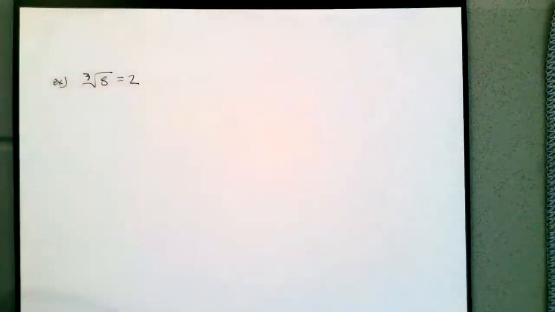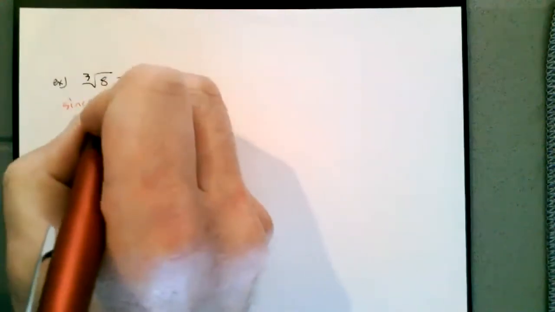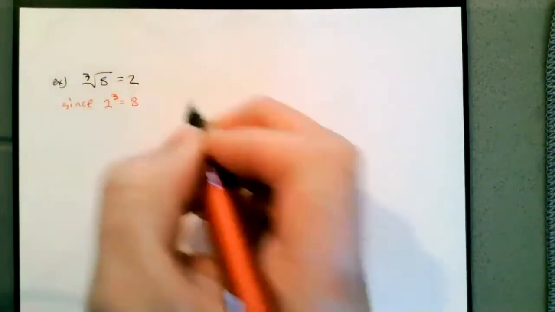Actually, let's go about this a different way. So there are things other than square roots. We know cube roots. So we know that the cube root of 8 is equal to 2, because 2 times 2 times 2 is equal to 8. So the cube root of 8 is 2, since 2 cubed is equal to 8.